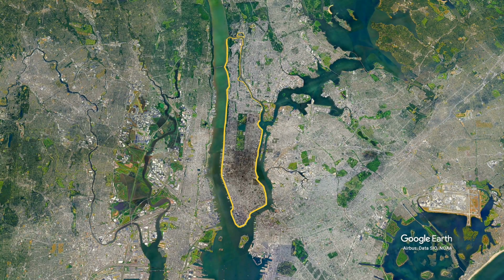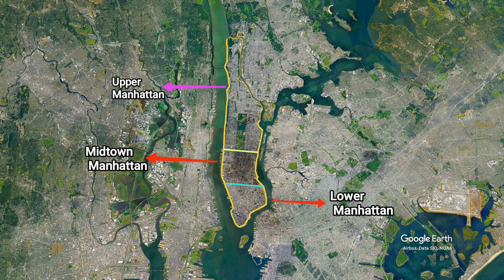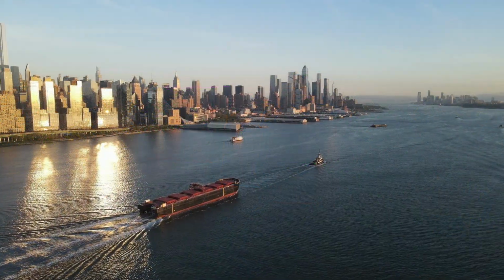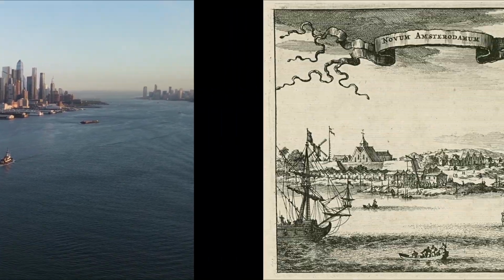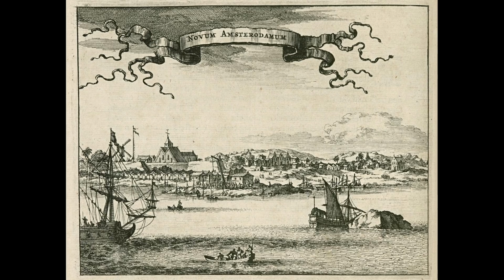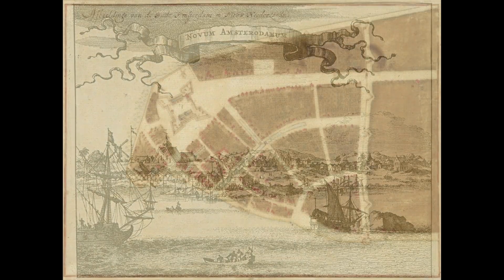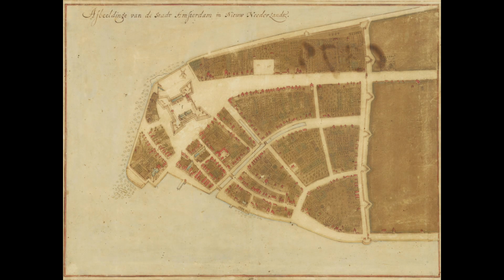Manhattan is informally divided into 3 different sections, which are Lower Manhattan, Midtown, and Upper Manhattan. The southern part of Manhattan or downtown Manhattan is where the city first developed, when it was a Dutch settlement called New Amsterdam in the 1600s. As the city grew, it expanded northward.